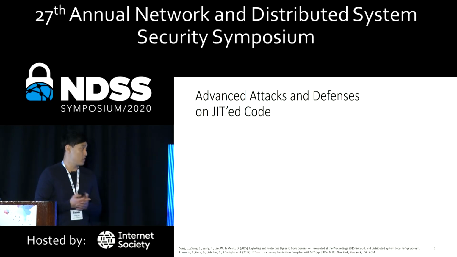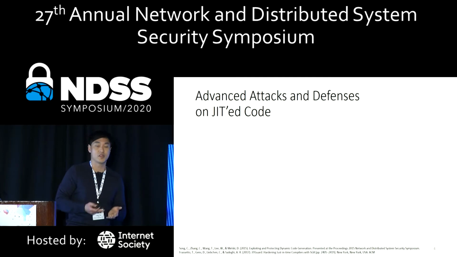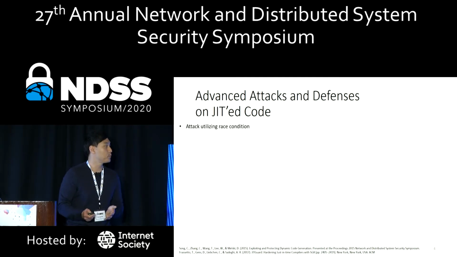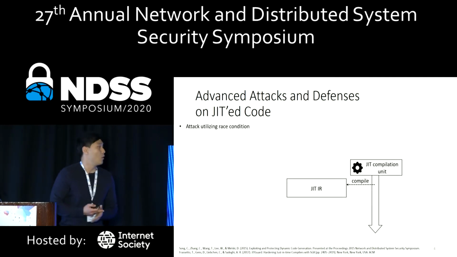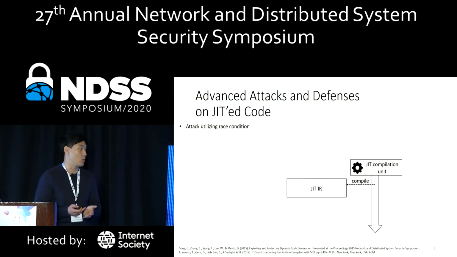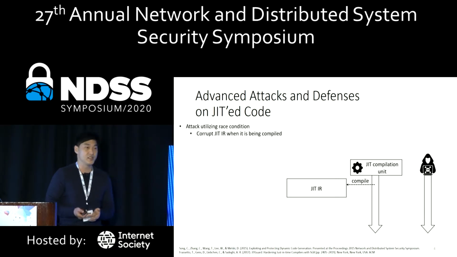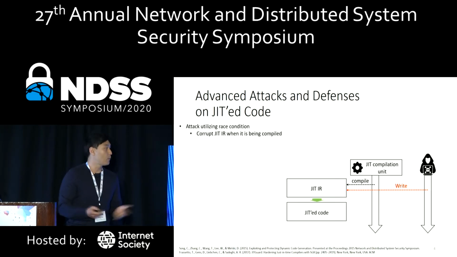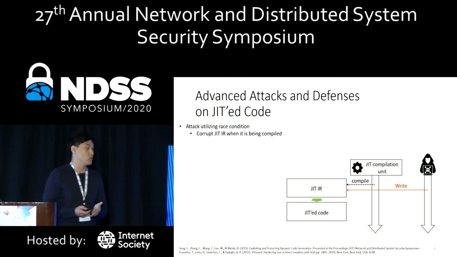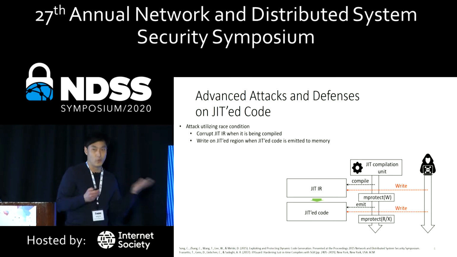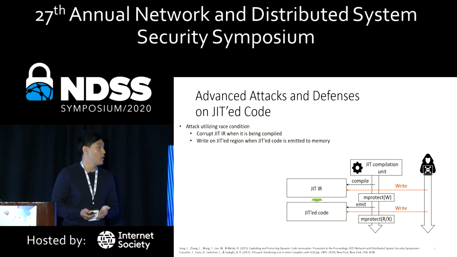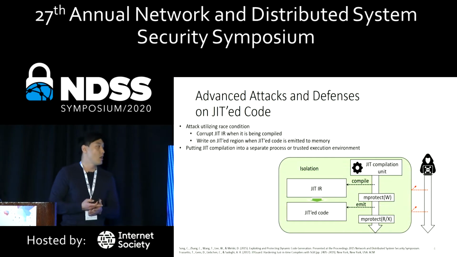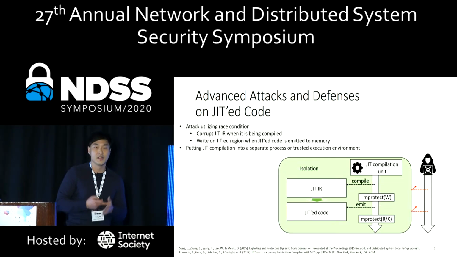There are also more advanced attacks and defenses on JIT-ed code, especially utilizing race conditions. When the JIT compilation unit tries to compile a script into JIT-IR, which is the intermediate representation of the JIT-ed code, the attacker can spawn a new thread and steal CPU cycles to override the JIT-IR, which later is transformed into JIT-ed code. Or attackers use the same technique to directly override the JIT-ed code when the write window of the JIT-ed code is opened. So people suggested several solutions, mostly isolating the JIT component by a separate process or a trusted execution environment.